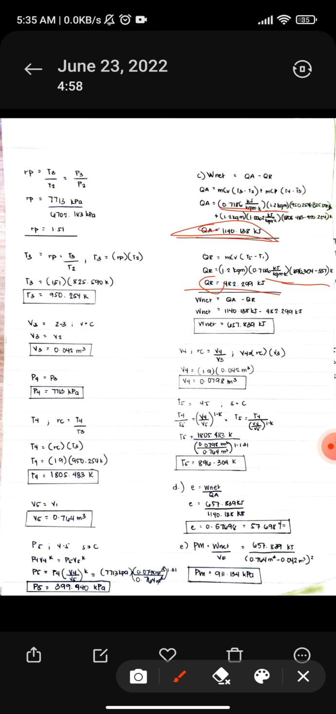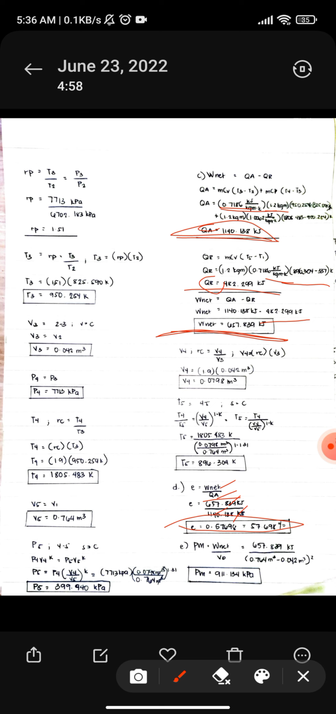So, W net is equal to QA minus QR. QA natin is 1140.138 kilojoule minus QR natin na 482.299 kilojoule. So, W net natin is we have 657.839 kilojoule. So, for the E naman, we have W net over QA. So, substitute lang tayo ng mga value. Meron na rin naman tayong W net at meron din tayong QA. So, E equals W net na 657.839 kilojoule over QA na 1140.138 kilojoule. So, yung E natin is equal to 0.57698 or 57.698%.